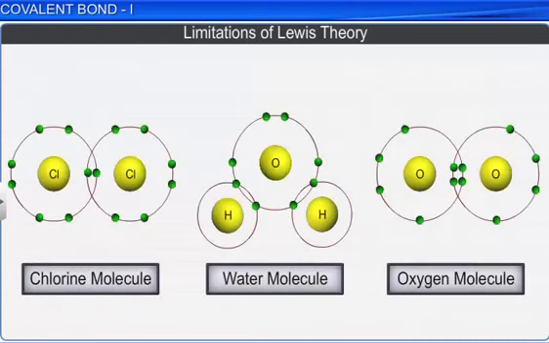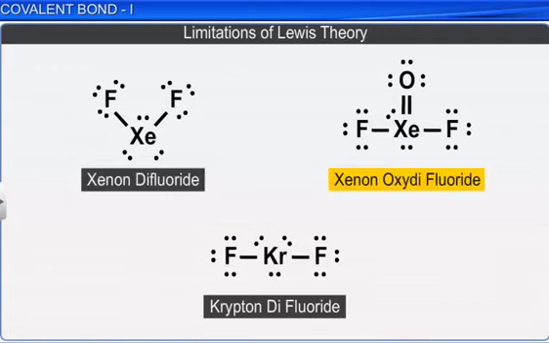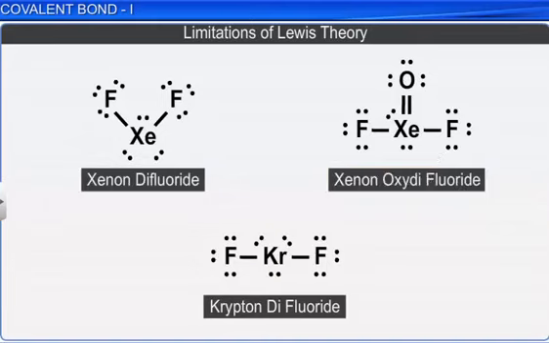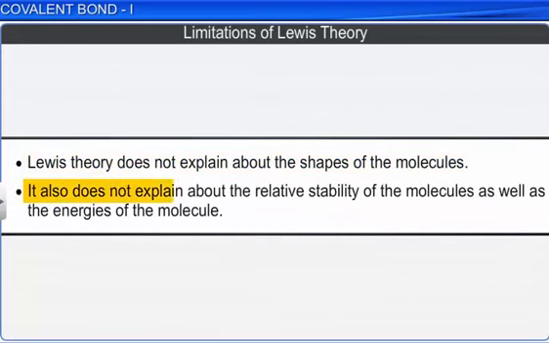We know that each atom gets stability due to octet in its valence shell. But some elements like krypton and xenon form compounds in spite of having octet in the valence shell, such as xenon difluoride, xenon oxydifluoride, krypton difluoride, etc. The octet rule couldn't explain this anomaly. Lewis' theory does not explain the shapes of the molecules. It also does not explain the relative stability of the molecules as well as the energies of the molecule.